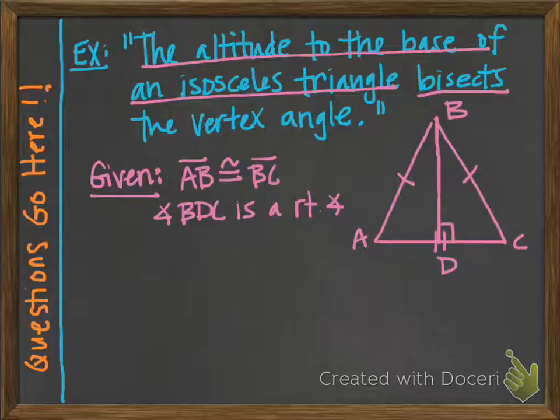Now my conclusion is going to be the other part of the sentence. The other part of the sentence says bisects, and that goes with the subject altitude. So the altitude bisects the vertex angle. Now the vertex angle is this angle up here. It's the angle between the 2 congruent legs of an isosceles triangle. So maybe that's our conclusion.